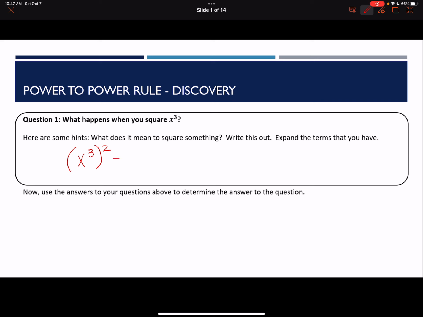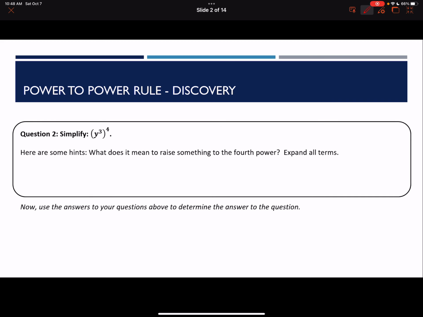And when we square something, that means we multiply it by itself. That means we multiply x to the third times x to the third. And if we wanted to expand this, we know that x to the third is x times x times x, right? And then we're multiplying that by another x times x times x. So essentially, I have all these x's that I'm multiplying together. So I have 6 x's, or in other words, x to the 6th. So x to the third to the second power is really x to the 6th when I expand everything out.